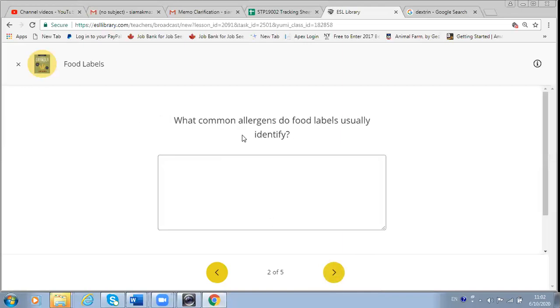So what common allergens do food labels usually identify? Nuts, seafood, milk, eggs. Eggs, yes. Some people are allergic to eggs. So why is it important to look at the serving size on a food package?